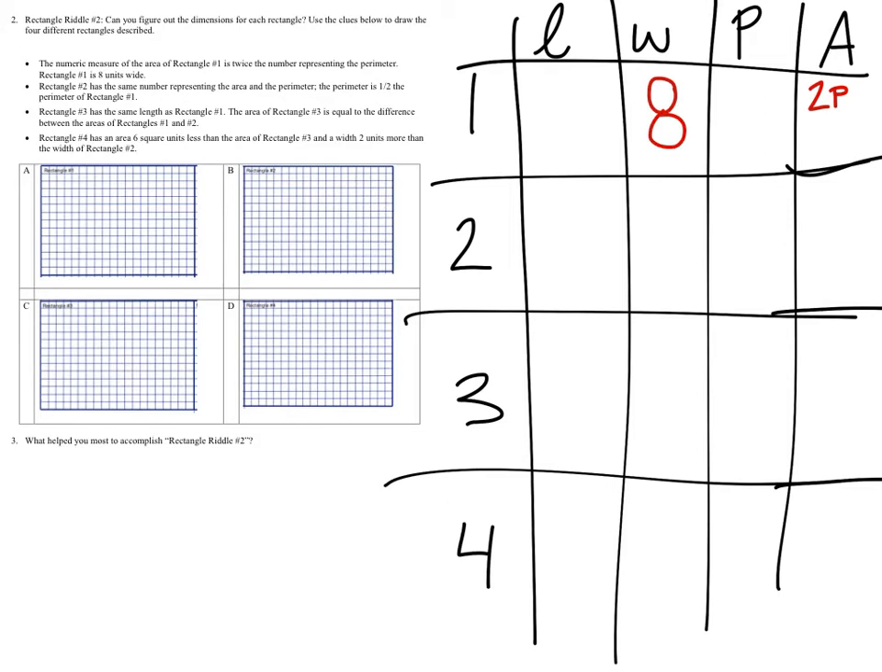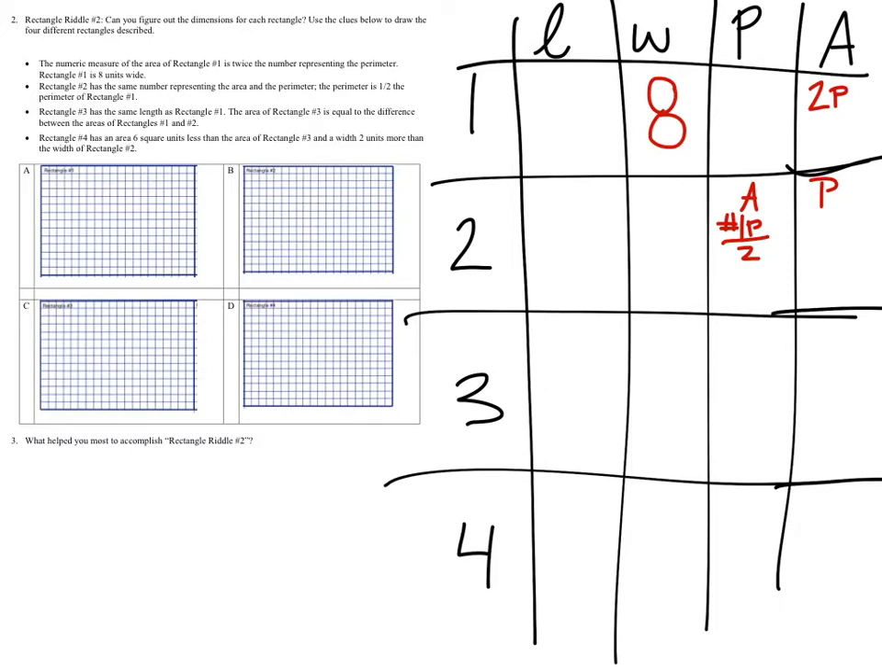Rectangle 2 has the same number representing the area and the perimeter. So the area is the perimeter. Just the number, not the units, because it's different. The perimeter is half the perimeter of rectangle 1. So we're going to take the perimeter from rectangle 1 and cut it in half. Now we don't know the perimeter of rectangle 1 yet, but we will.